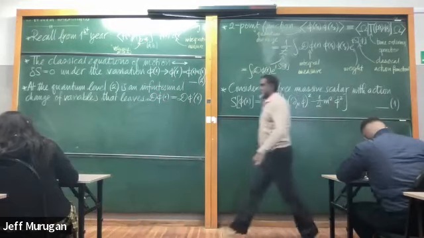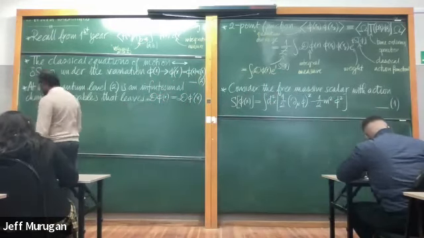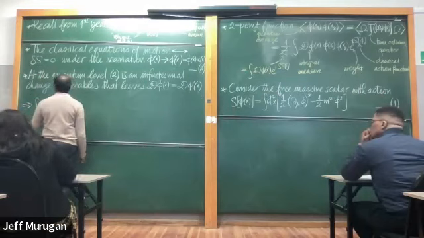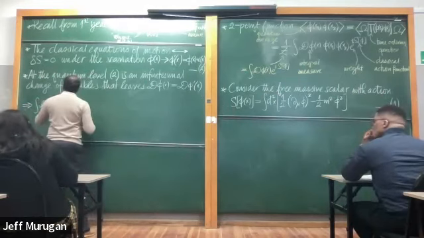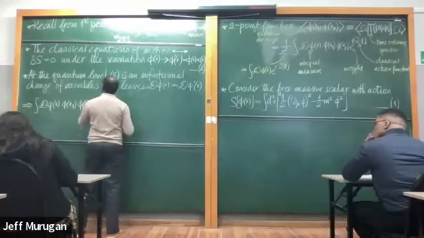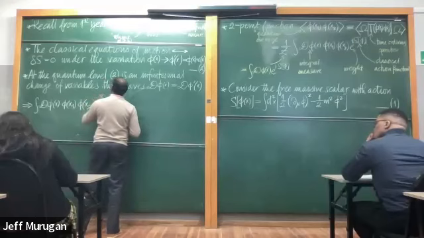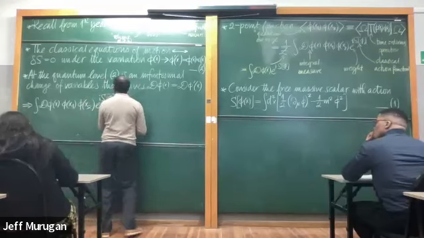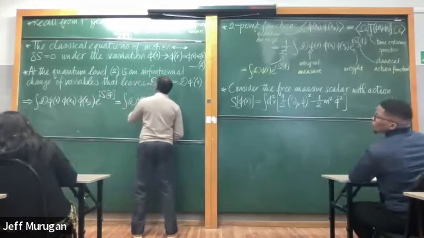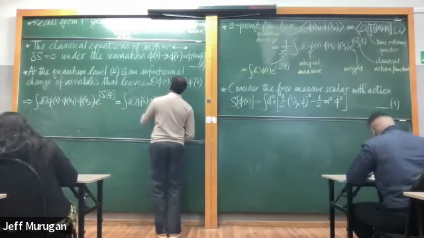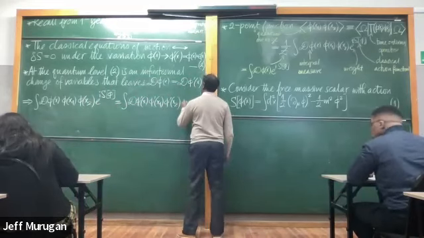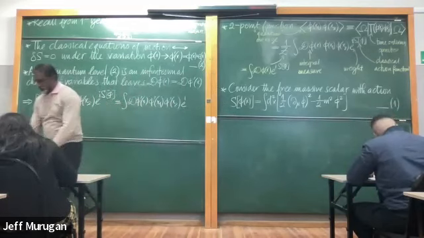So what this means is that if I calculate the 2-point function, then the integral d phi of x, phi of x1, phi of x2, e to the i S of phi, is equal to the integral d phi prime of x, phi prime of x1, phi prime of x2, e to the i S of phi prime.